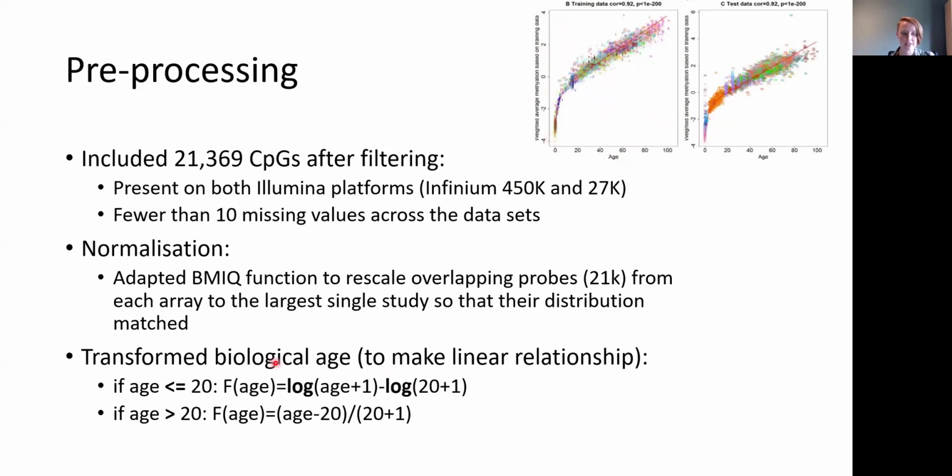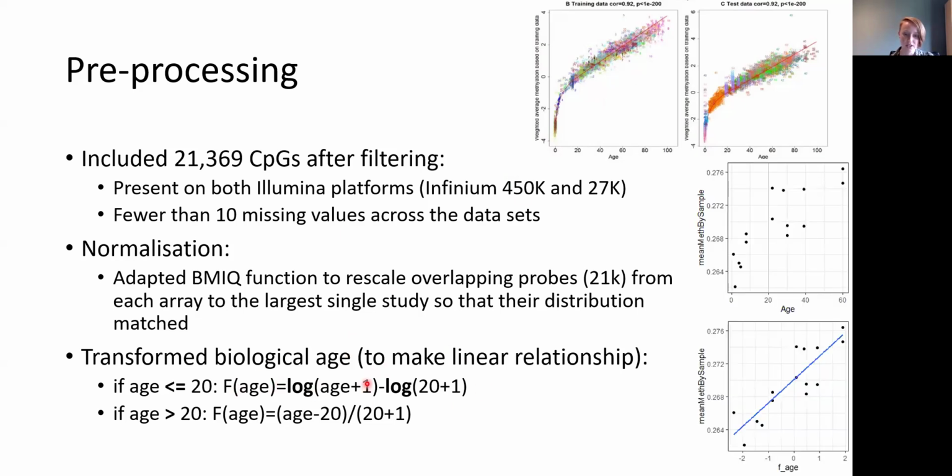So what they did is they transformed biological age based on this cutoff of about 20 years, saying that anyone over 20 is considered an adult, and then they have a linear relationship, and below that point, there's this more log relationship. So essentially all this does is log transform those who are less than 20 and linearly transform those that are over 20.